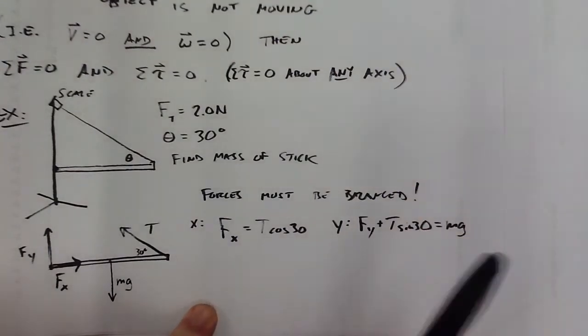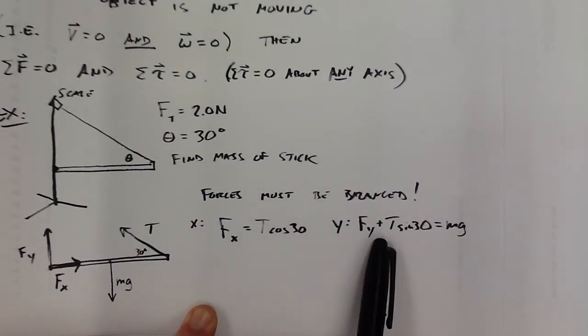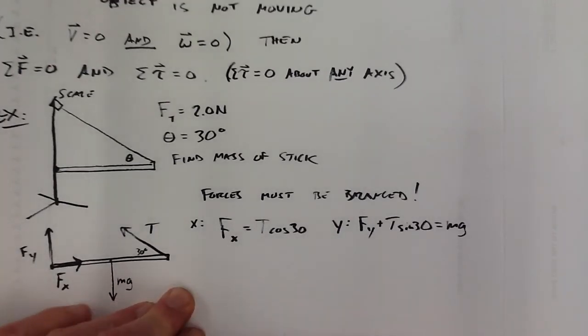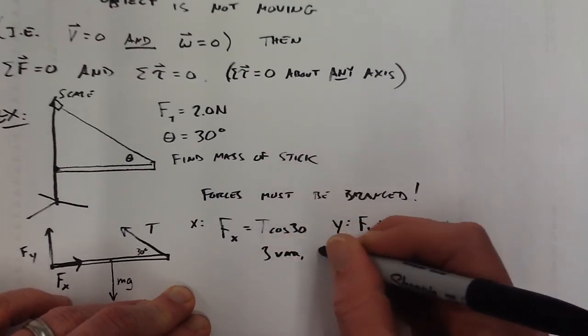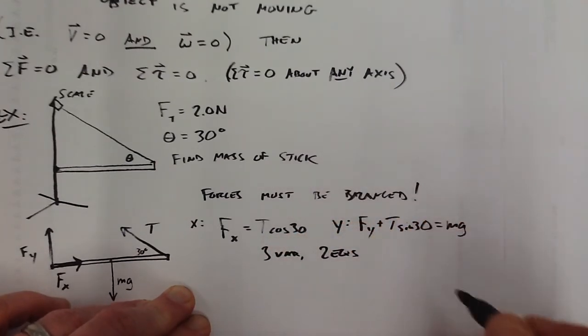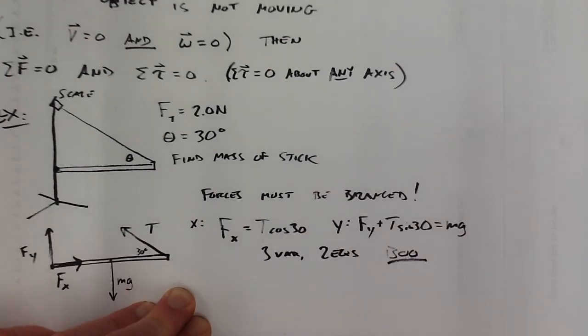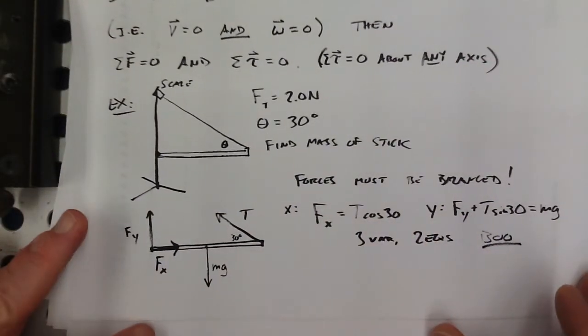Wrong. Because there's an Fx, an Fy, and a T. That is 3 variables, and I have 2 equations. And that ain't going to work. If you got 3 unknowns, you're going to need 3 equations, not 2. So this is 3 variables, only 2 equations. Boo. No good. So that does not work. It's true, I mean, these equations are true. It's just not enough information.